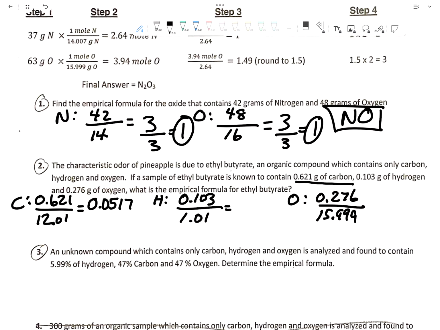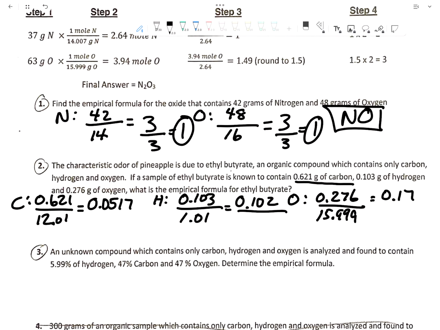0.0517. And then for the hydrogen, we have 0.103 divided by 1.01. We get 0.102. And then for the oxygen, we have 0.276 divided by 15.99. We get 0.17.